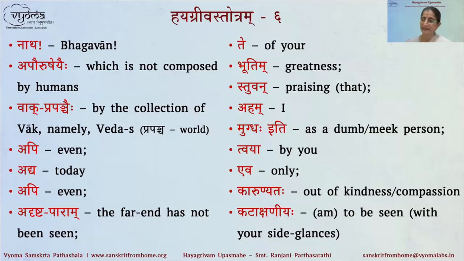Para is the other end. So if you have a river, the other end of the river, the other shore, right? That other side of the river. So the far end, that has not been seen. Drishta, adrishta. It's not been seen yet. Which means they have not been able to cross and look at what is the end of this bhuti of yours. Te, your bhuti, your greatness, your prowess.